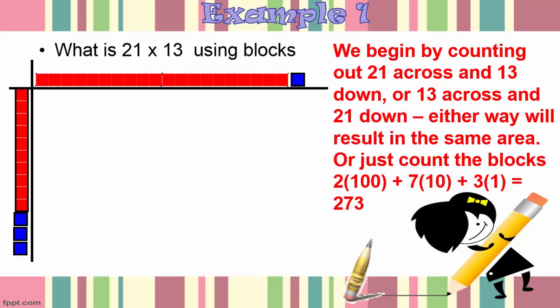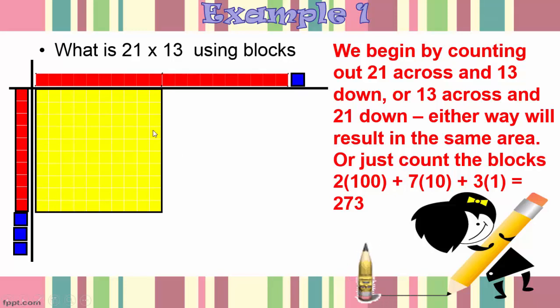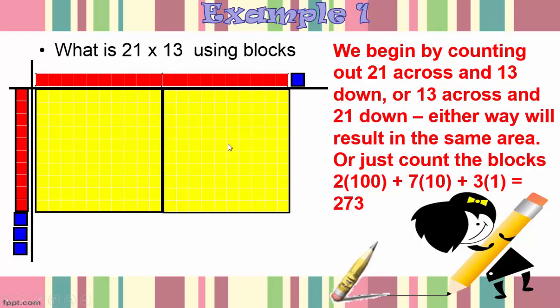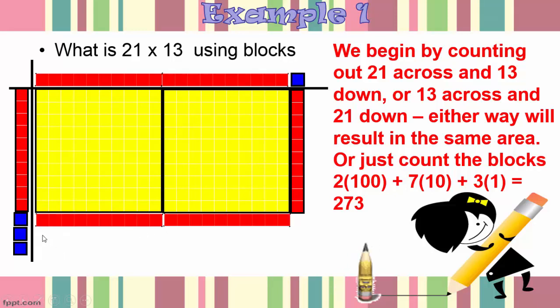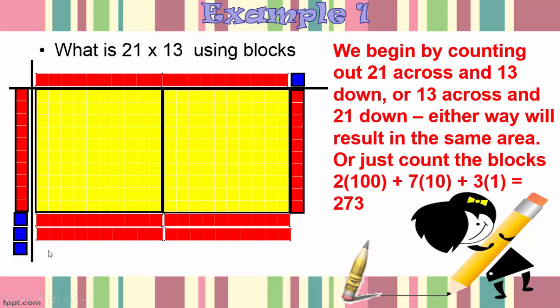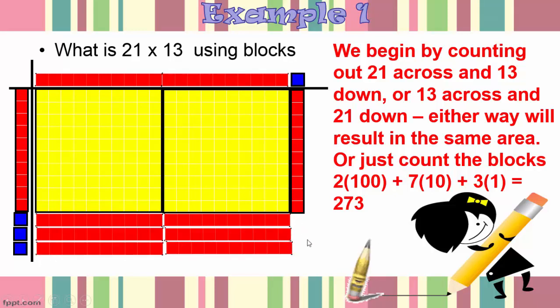So let's do it. Well, we can fill in this area here with 1 flat, 2 flats. Now we can fill in this little area here with a rod, and we can fill in the area here with 2 rods, and this area with 2 rods, and this area with 2 rods, and then we have a little area here we must fill in, and we can fill that in with 3 units. Now we want to count how many we have in the area that we just filled.